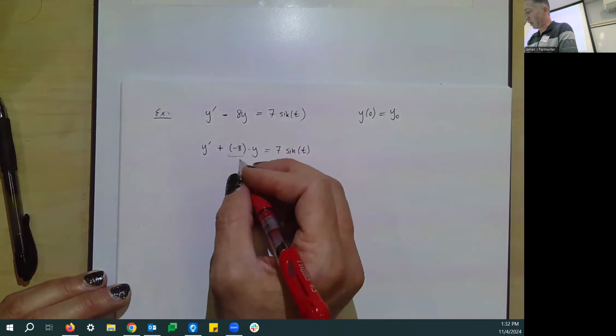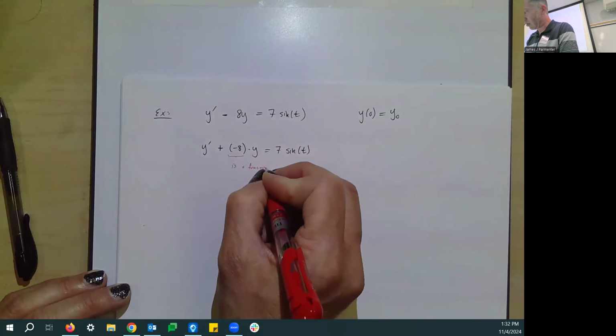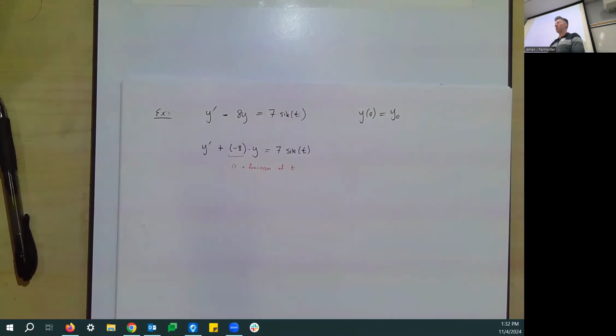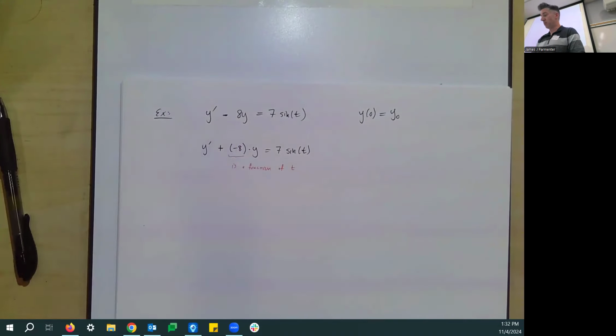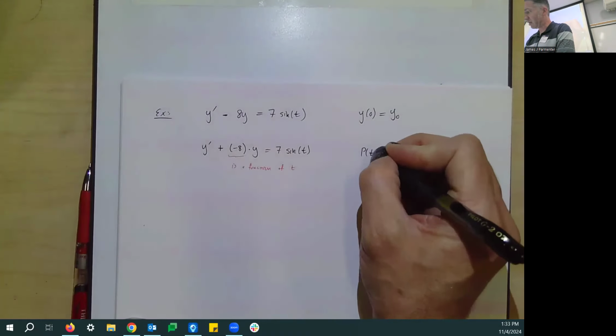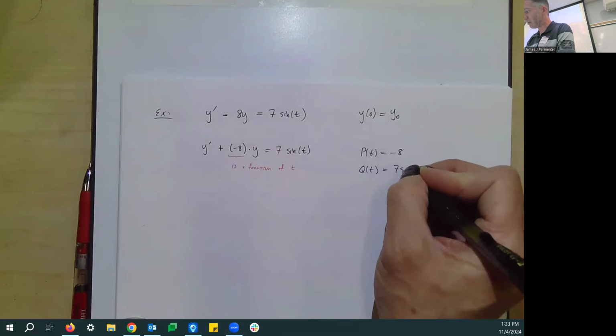So I want to point out that this is a function of t, even though there's no t's in it. It's a constant. But the thing that I want to make sure we all catch is the negative sign there. It's really easy to say that your integrating factor is e to the integral of positive 8t. But if there's a minus sign here, that minus sign goes with your p of t function. So here I would say my p of t, not that you have to write this down, is -8, and my q of t is 7 sine of t.